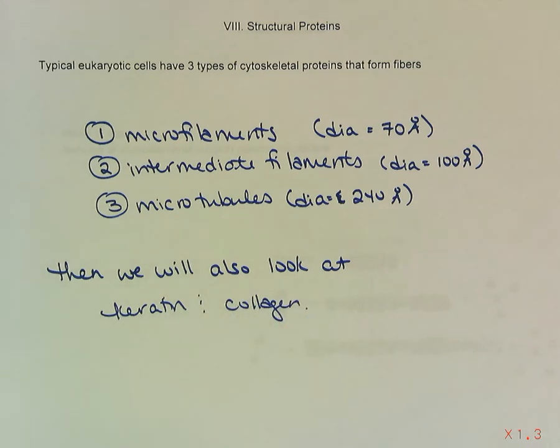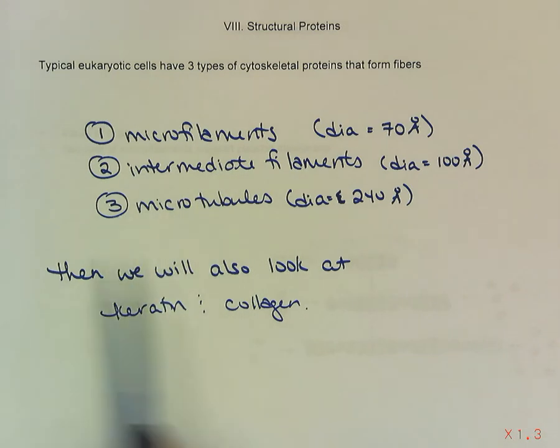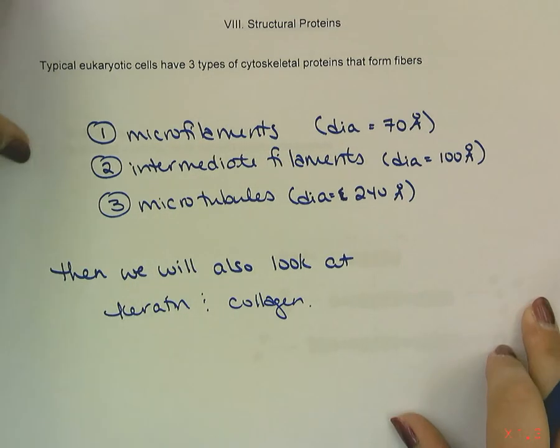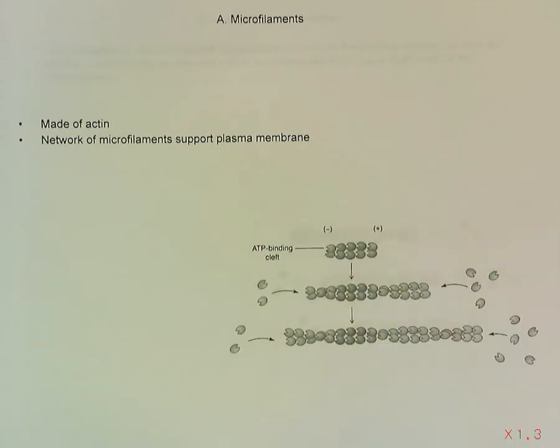Then we'll take a look at keratin and collagen, which are also structural proteins. They're not structural within a cell. They have kind of a different function. Okay, so I'm not going to talk a lot about intermediate filaments. I'm going to do microfilaments, microtubules, talk about tubulin and a few other things. All right, microfilaments.